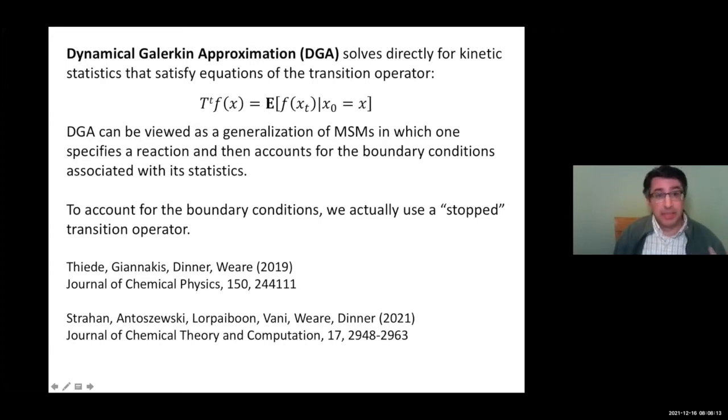And then we're going to be able to correctly account for, in essence, the reactant and product states when we construct the appropriate transition matrices and then solve these operator equations. Okay, so that's the basic idea.